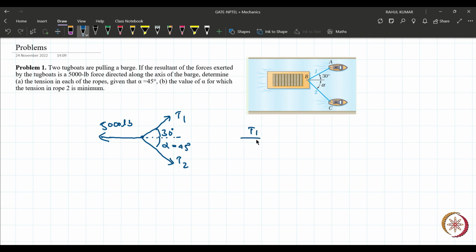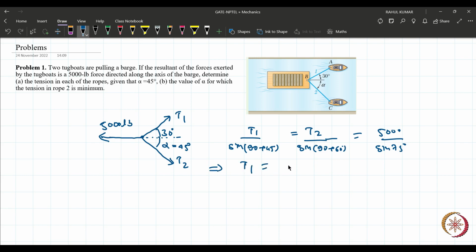First, it is saying that alpha is 45 degree. Lami's theorem says T1 divided by sine of this angle. If it is 45 degree, then this angle is 90 plus 45. So T1 divided by sine 90 plus 45 degree equals T2 divided by sine 90 plus 60, equal to 5000 divided by sine 75 degree. Are you getting my point? Are you guys with me?